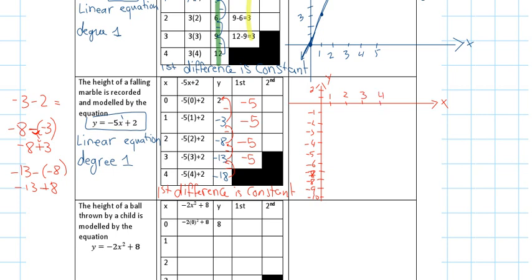So I have 0, 2, 1, negative 3, 2, negative 8, and this is my straight line. Are we okay with this?